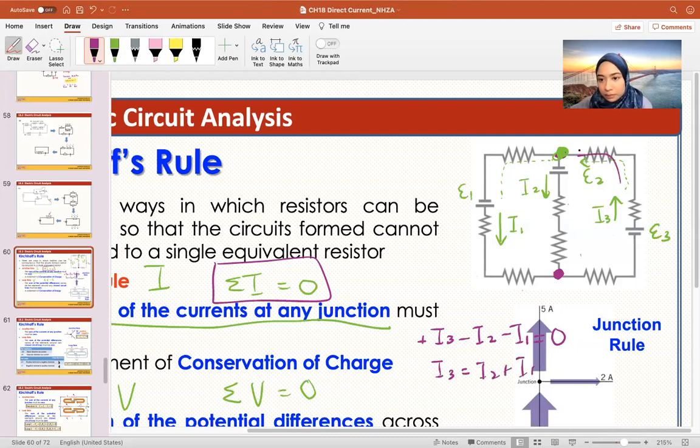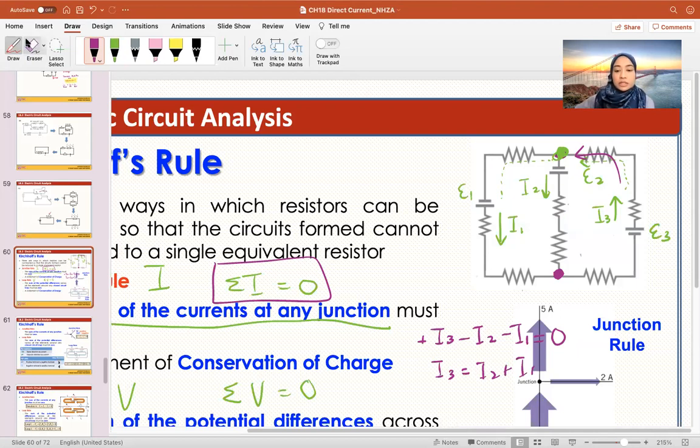Because I3 goes in, and what comes out is split into I1 and I2. So we can say that I3 is the total. We don't know yet, but this is our equation. Okay, so what comes in must go out. If the current goes into the junction, it is positive. If it goes out of the junction, it is negative.